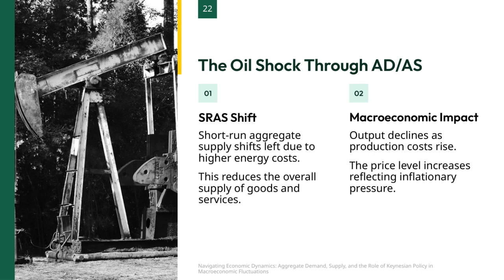First, the short-run aggregate supply curve shifts to the left because higher energy costs make production more expensive. This means there's less supply of goods and services available overall. Secondly, we see the broader macroeconomic impact. As production costs go up, output declines.